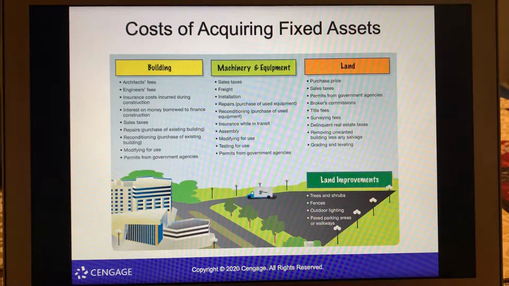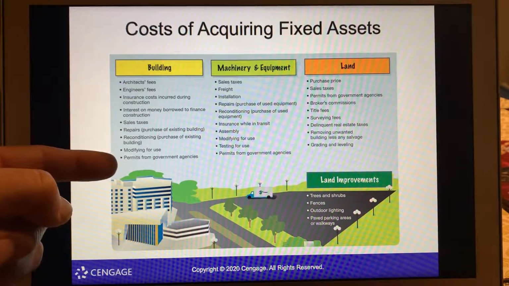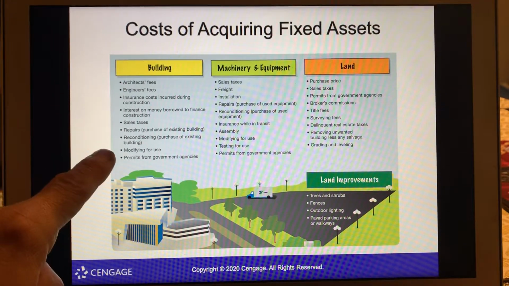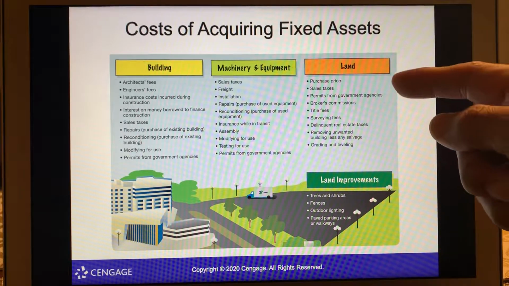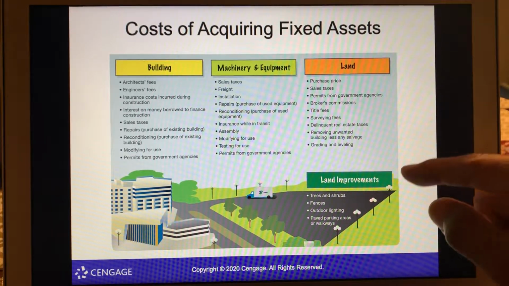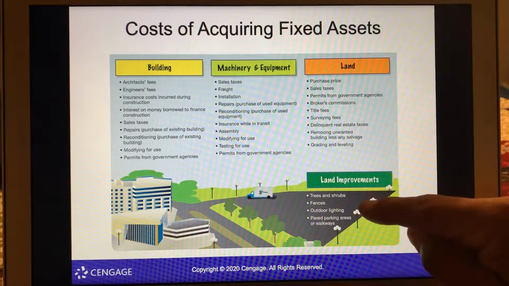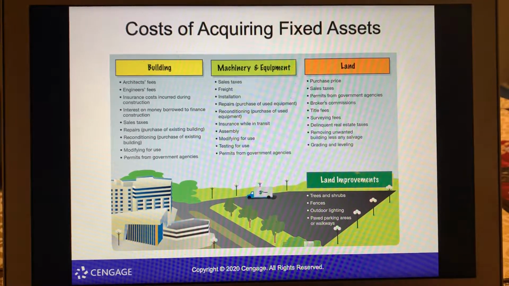Cost of acquiring fixed assets. So here's building. Here are all the fees that are attached to acquiring a building. Go through and take a look at those. Machinery as well, there's a list of expenses that are incurred. Land, those are listed there as well. These are the same as the ones in your book. Land improvements as well. Those are the lists of the costs or expenses for acquiring.